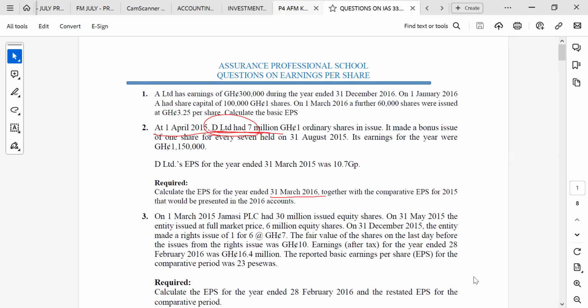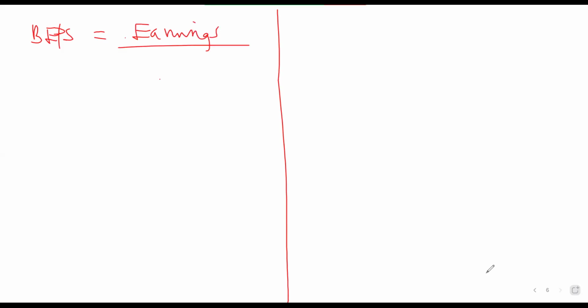We don't pro rata. Okay, so let's go to our earnings per share for this particular period. Let's come to our basic earnings per share. Basic earnings per share is equal to the profit after tax, or the earnings for the year, divided by our weighted average number of shares. Okay, so let's calculate the weighted average number of shares here.